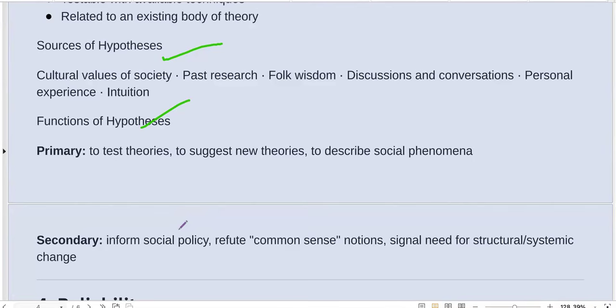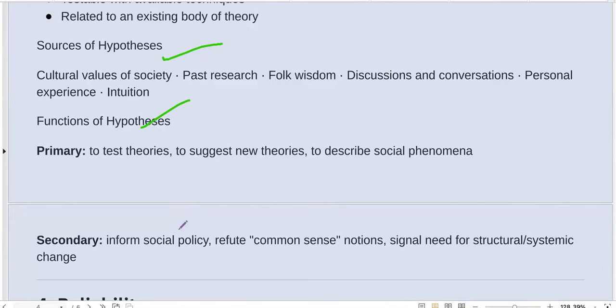The secondary purpose is to inform social policy, and to refute commonsensical understanding, like males are more intelligent than females. It is a common sense which I want to rebut or refute. I want to signal the need for a systematic change, like people who are called eco-feminists. They are writing theories not just for the purpose of giving theory, but they want a systemic change in how we are seeing environmental degradation. Like Vandana Shiva had written a book and conducted a thorough research on ecofeminism.